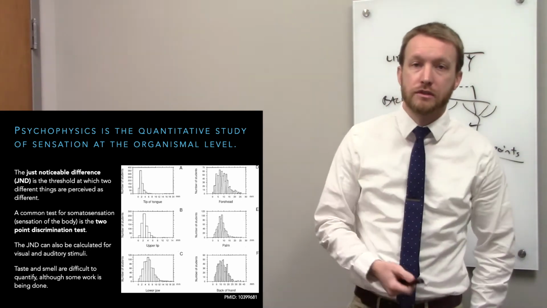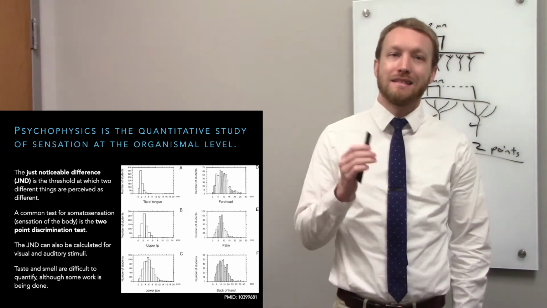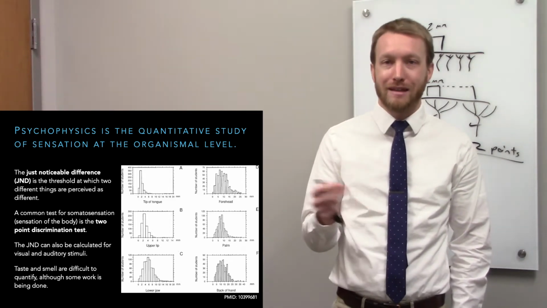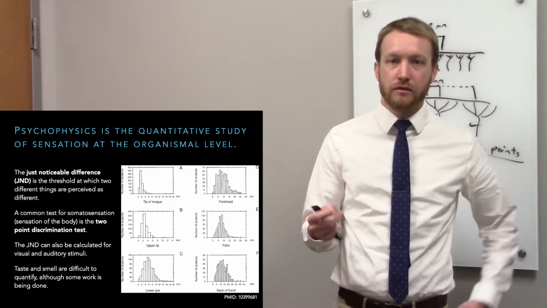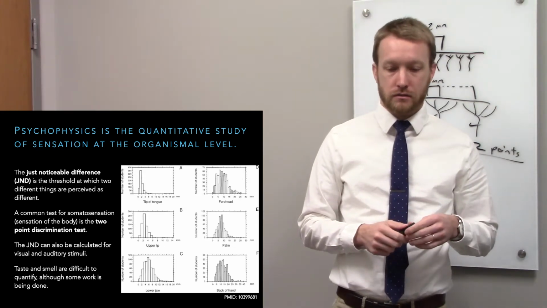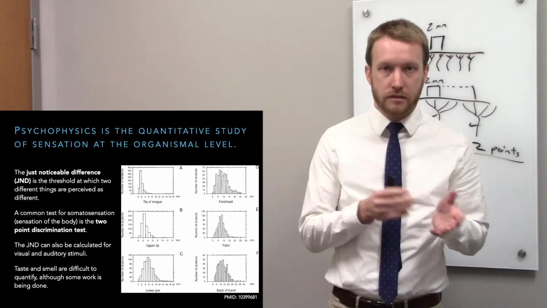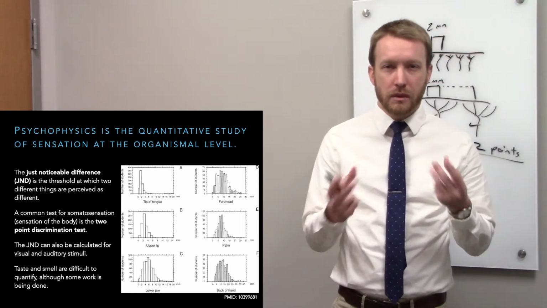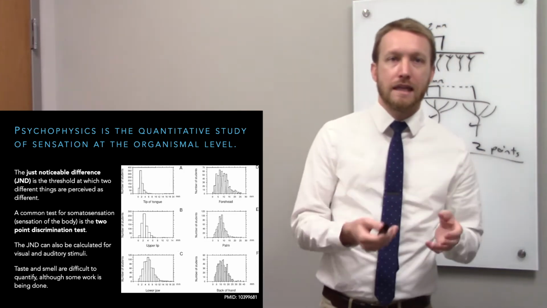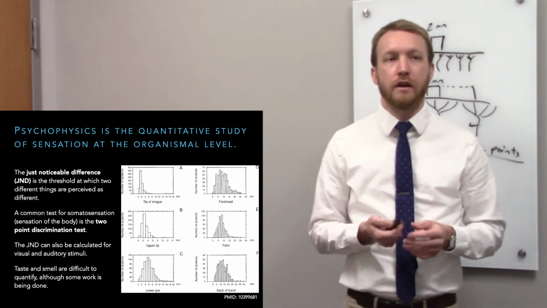The just noticeable difference can also be calculated for visual and auditory stimuli pretty well. And it's difficult with taste and smell, but you can blend different percentages of two smells, for example, clove and coffee or something like that, and ask when do these two smells smell different. It's a little more difficult though, because taste and smell are just so qualitative. It's hard to really quantify those.